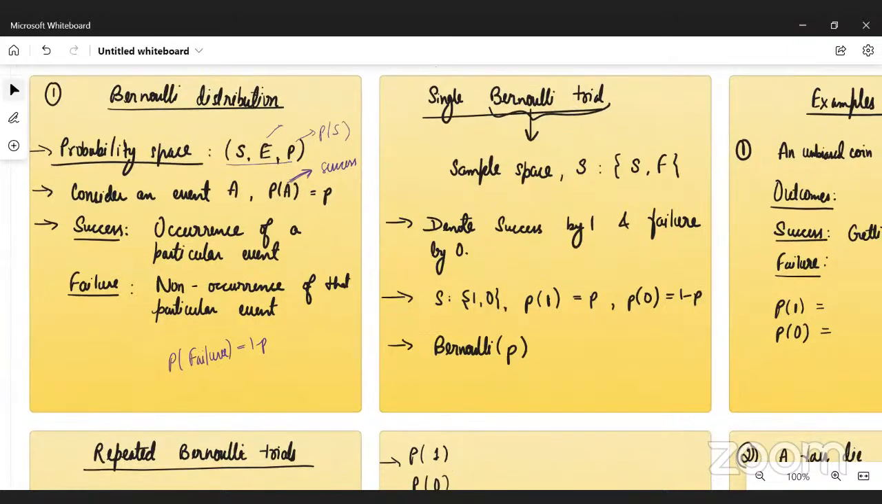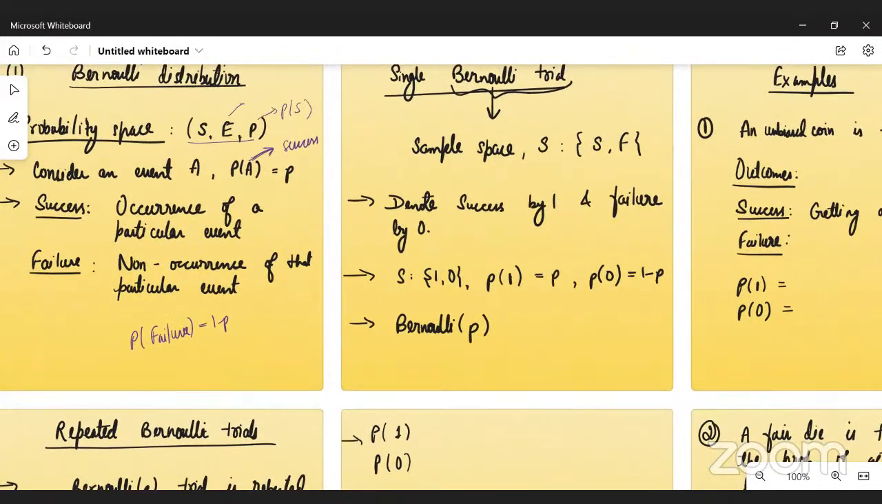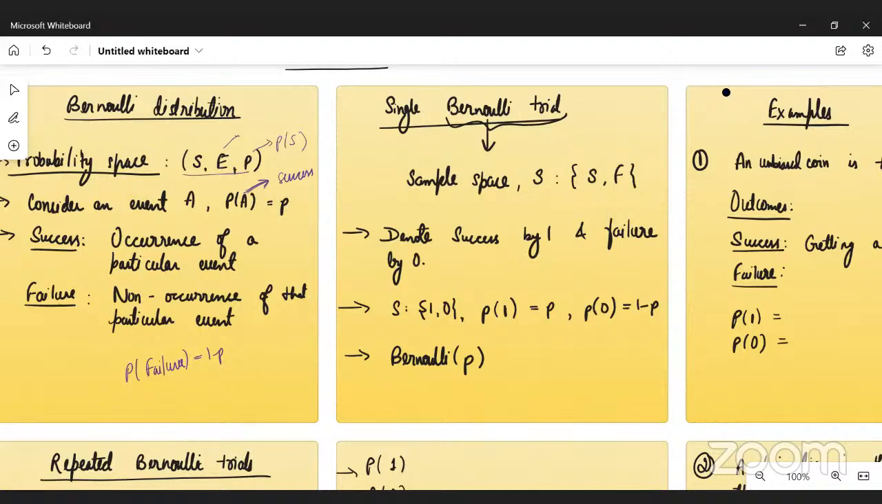So for a single Bernoulli trial, our sample space is S for success and F for failure. We denote success as 1 and failure as 0, so the sample space becomes just 1 and 0, where p is the probability of occurrence of an event and 1 minus p is the probability of non-occurrence of an event. Such kind of distribution we call a Bernoulli distribution, and it is just one trial.